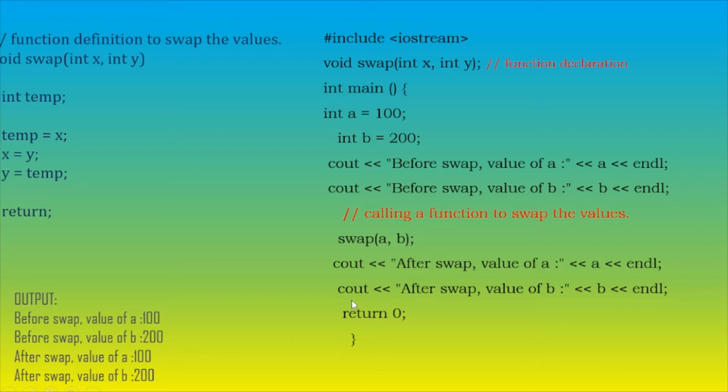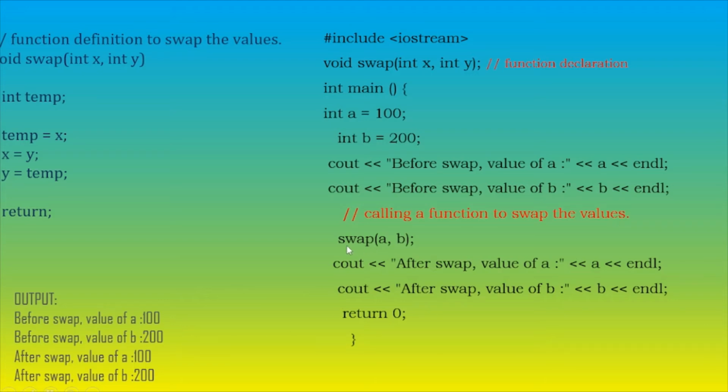This is another function, which is swapping. Swapping means exchanging. Here we declare two variables, a and b. Here we assign the values: a as 100 and b as 200. Here we are displaying the value of a before swapping and the value of b before swapping. It displays 100 and 200.